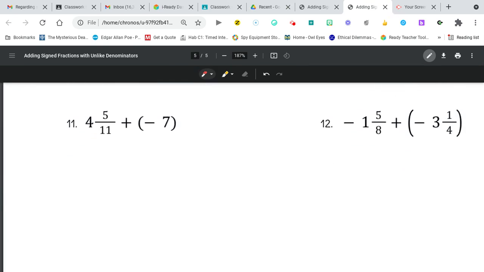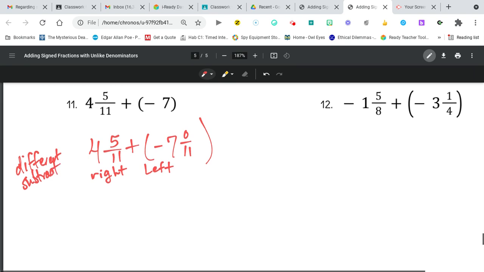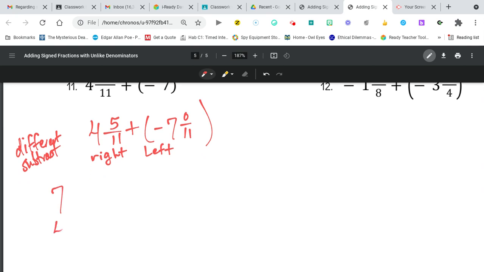Last two. All right, so here I have 4 and 5/11 plus negative 7. And I don't have any 11ths, so I put 0/11. I don't have any. All right, that's to the right. Plus negative is to the left. They're different, so I'm going to subtract again. And put the largest group on top. 7 is bigger than 4. So I'm going to put 7 and no 11ths on top. Minus 4 and 5/11 because I'm subtracting.